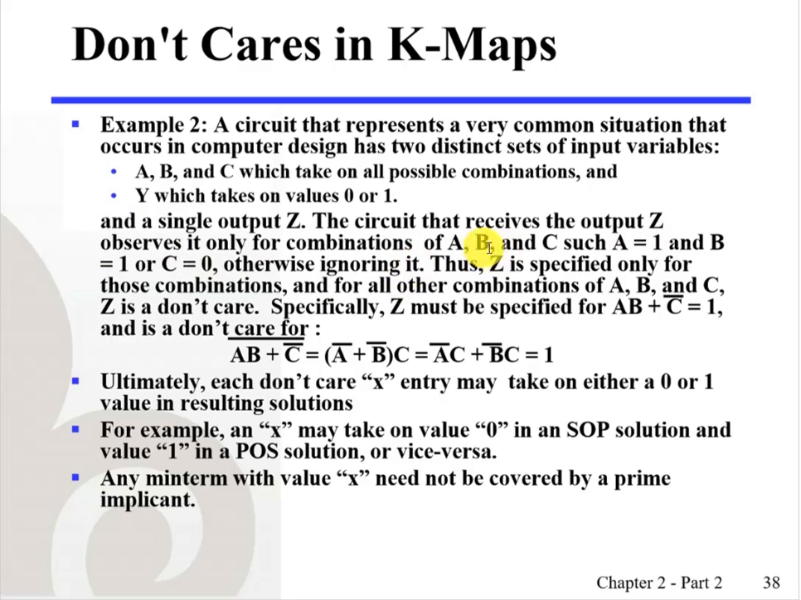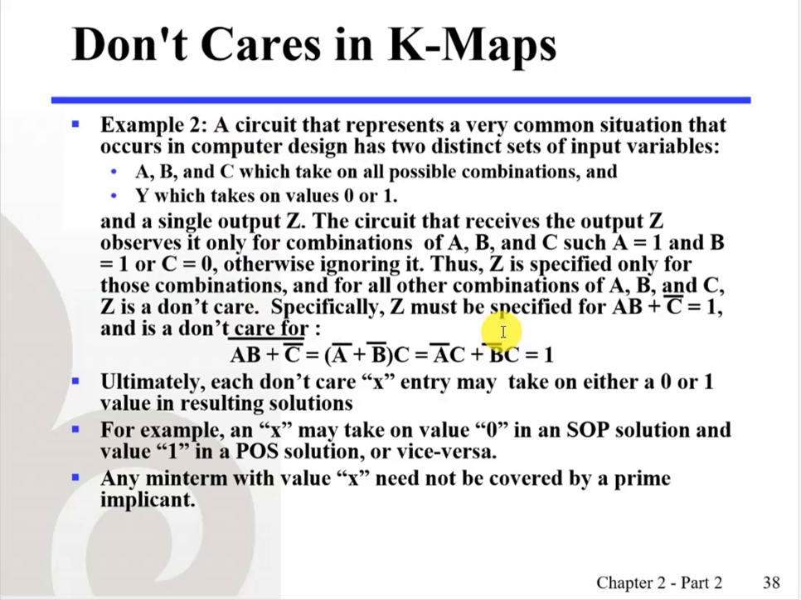Okay, so only for these specific combinations, the circuit is defined to be followed, and for all others, it's ignored. And Z is specified only for those combinations, and for all other combinations of A, B, and C, we can call it a don't care. Our function or circuit doesn't care about all other combinations.